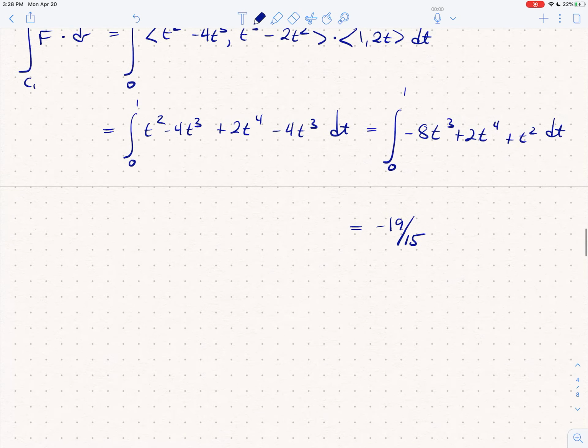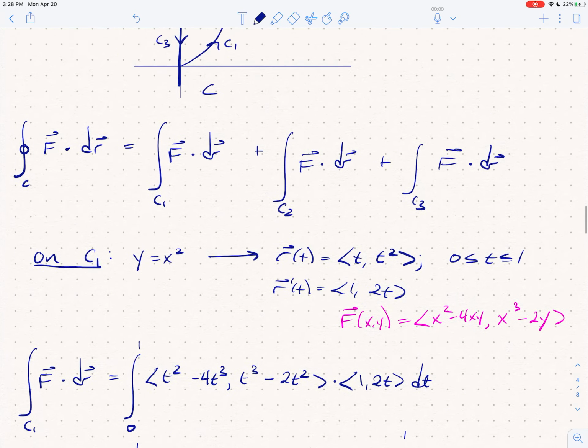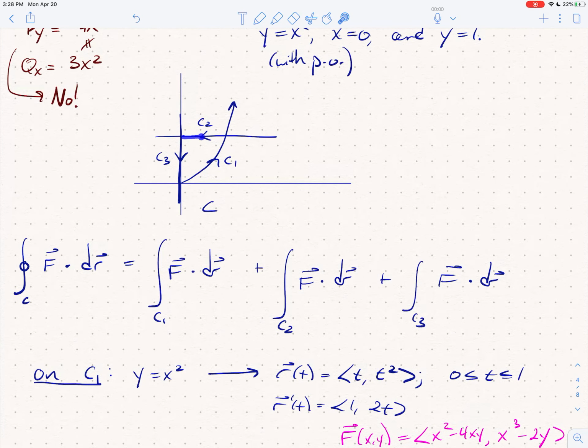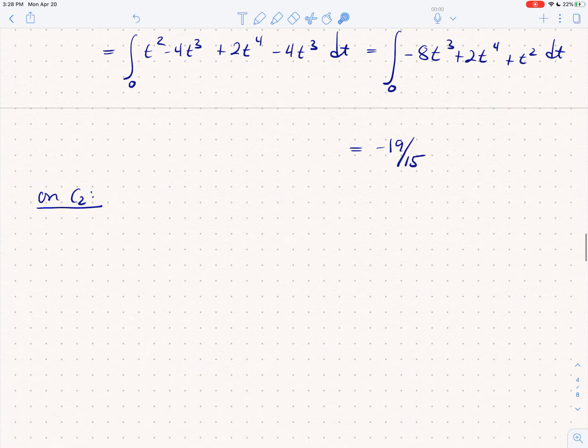We want to work on C2. I want to keep moving along here so this video doesn't become too terribly long. So we're working on C2. We're on this part of the curve. We're just on a straight line, and we're going from the point 1, 1 to the point 0, 1. So we should say that. We're going from the point 1, 1 to the point 0, 1.